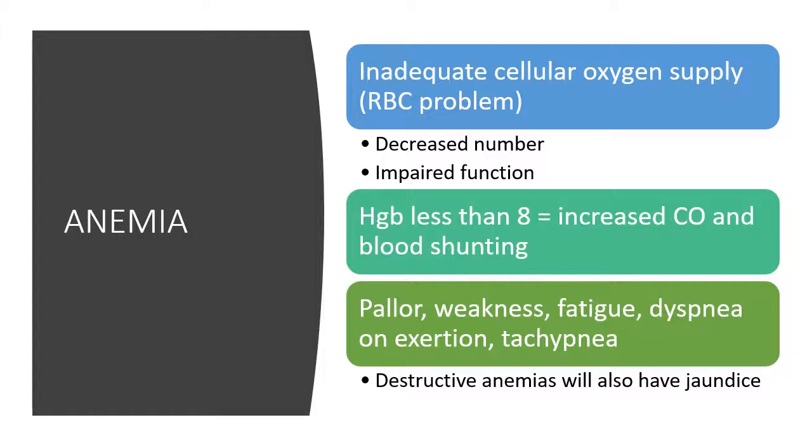Therefore, pallor, weakness, fatigue, dyspnea on exertion, tachypnea, tachycardia, all of those things are present when someone is experiencing anemia. And then destructive anemias will also have jaundice because red blood cells are being broken down very quickly and the bilirubin is being released into the bloodstream.